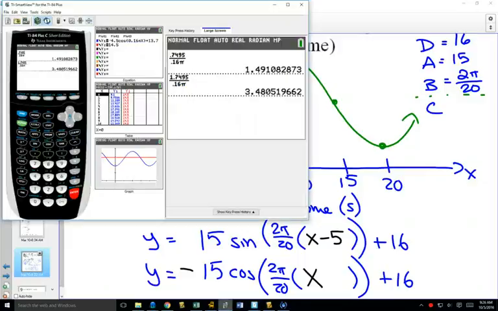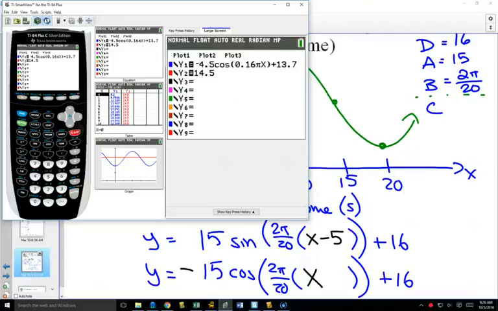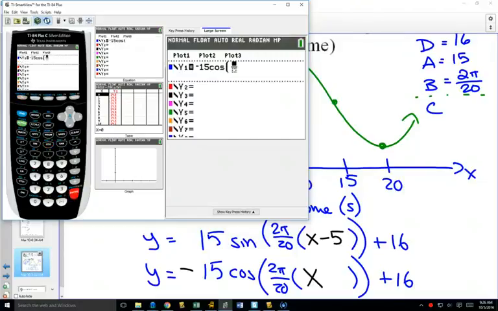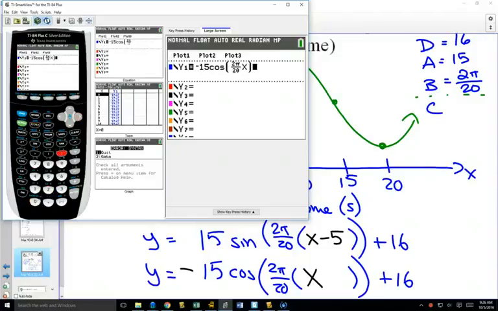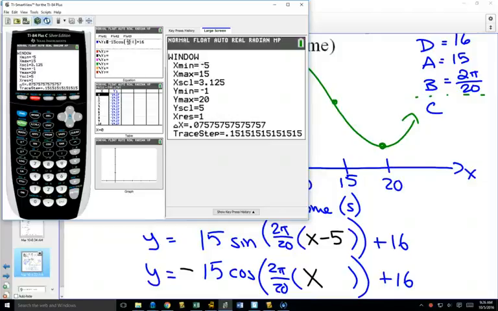So if we're going to our calculator, go to y equals, clear out previous stuff. I'm going to type in negative 15 cos, bracket. I'm going to use my fraction button here. 2 pi divided by 20, x, plus 16. So I've got my equation in there. I'm going to go to my window. I want my x to go from negative 5 up to 25.